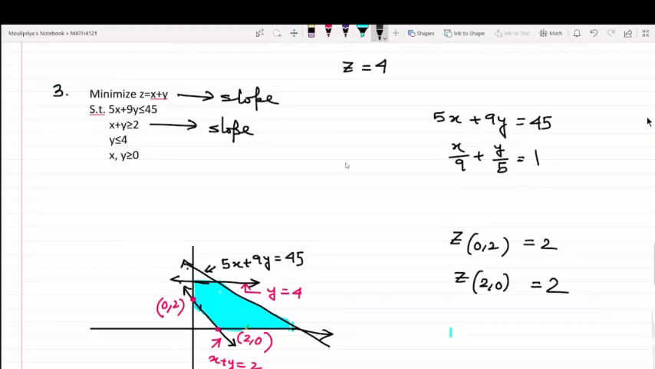we would be getting, let me choose some other color, let me choose this color, we would be getting this line. This is the profit line at Z equal to 4.